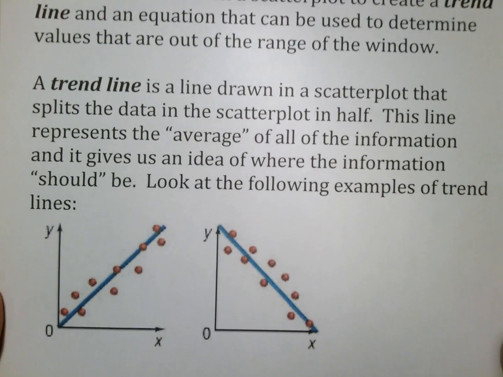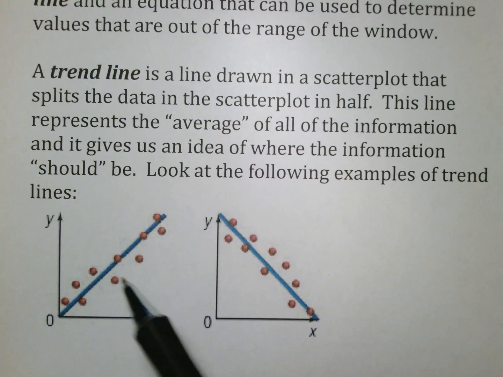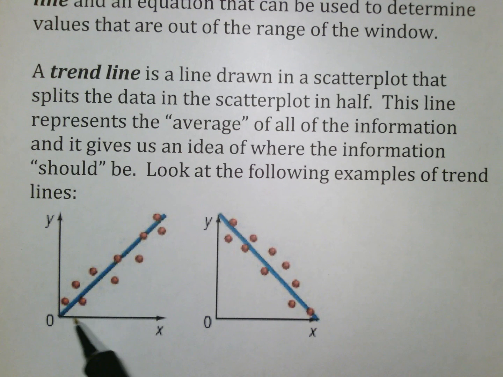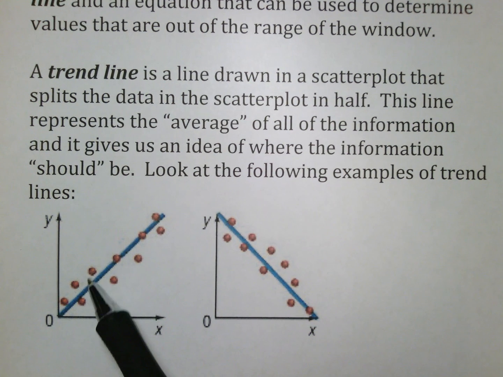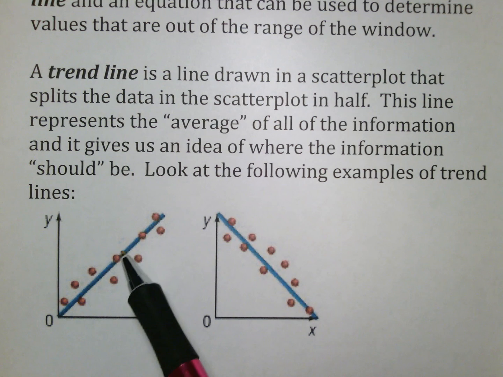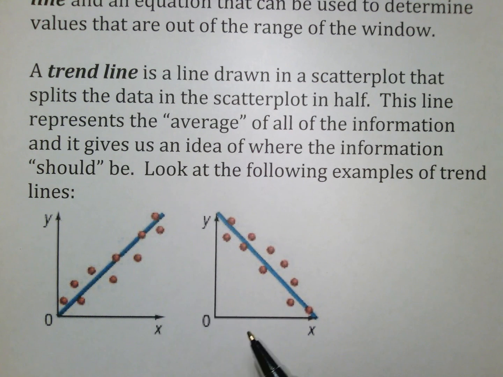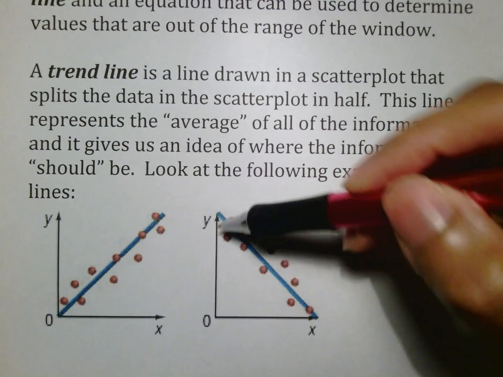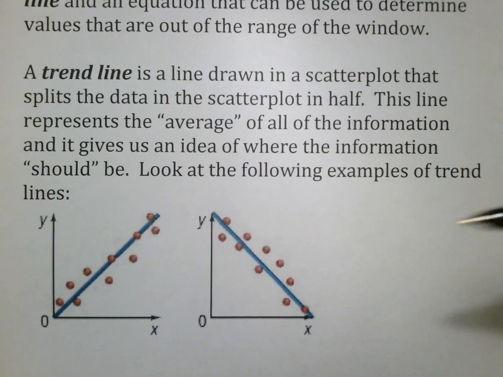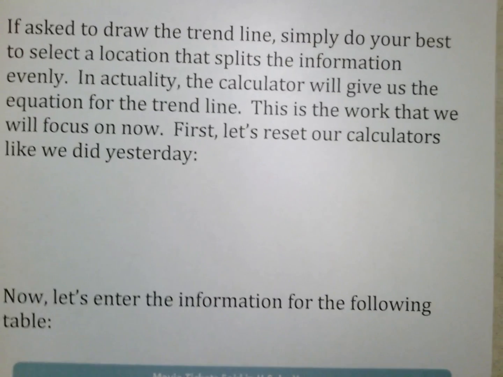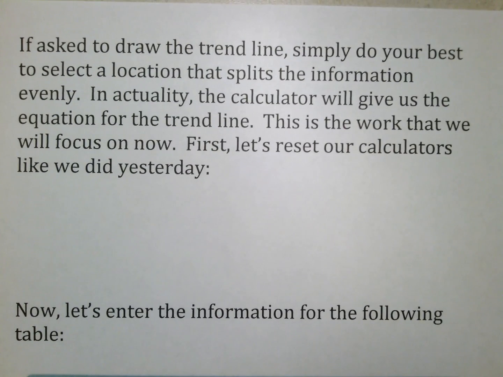Remember, this is a scatter plot, and so you really don't know exactly where it's going to be, but if you can find a line that goes through the middle, then you can say, hey, if at this value the dot should be about here, although it can be a little bit higher, a little bit lower. Here it should be about there, although it can be a little bit higher, a little lower. Same thing there. And so trend lines here, if those were scatter plots, this would be a trend line. If that was a scatter plot with a negative correlation, this would be a trend line. The key thing about trend lines is that if you're asked to draw them, just do your best to identify a location that splits the information in half.